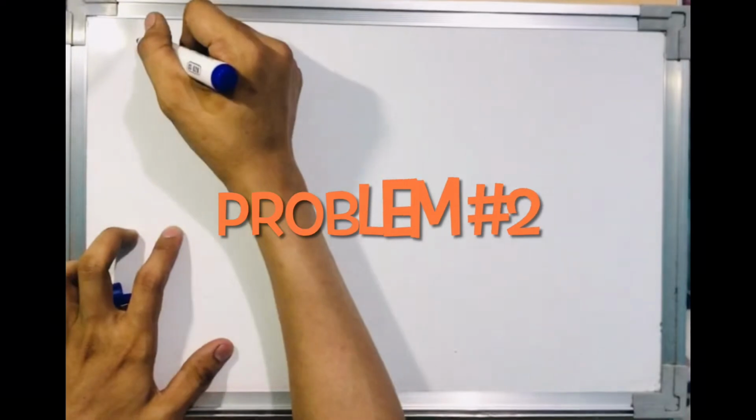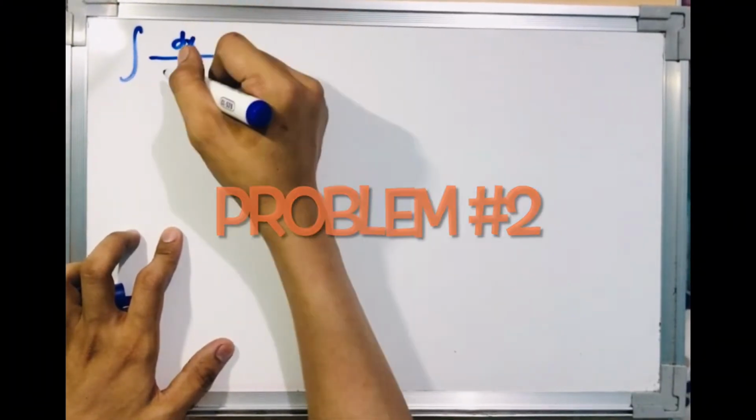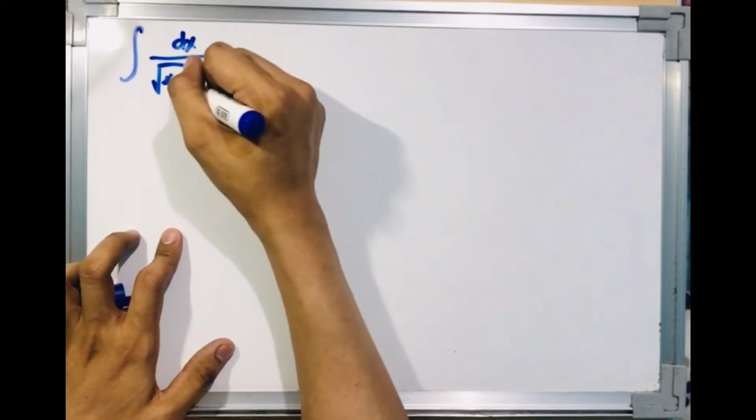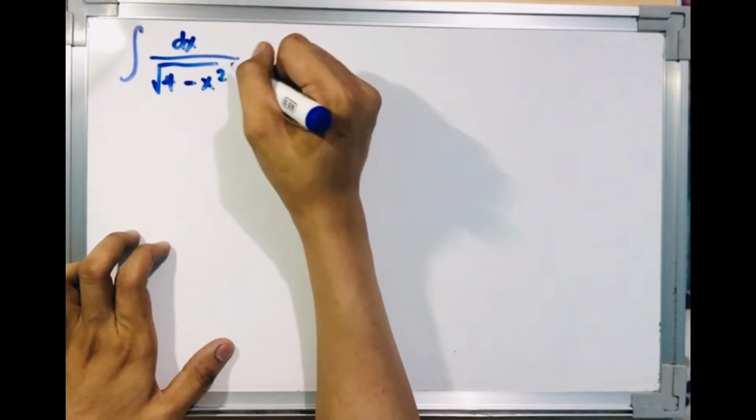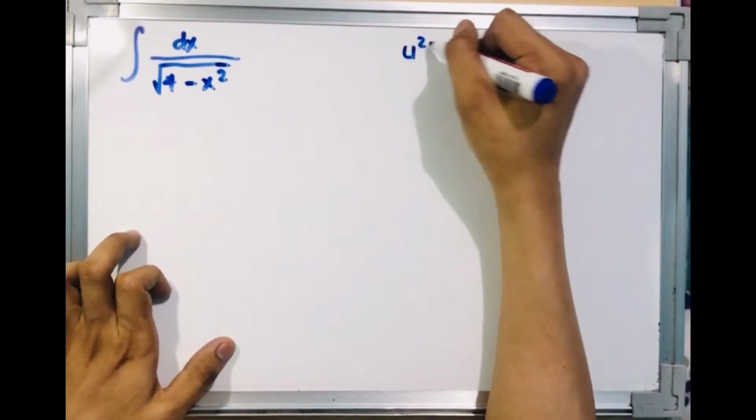So our next problem is integral of dx over the square root of 4 minus x squared. So, set up muna natin. Ano nga ba yung u squared natin?